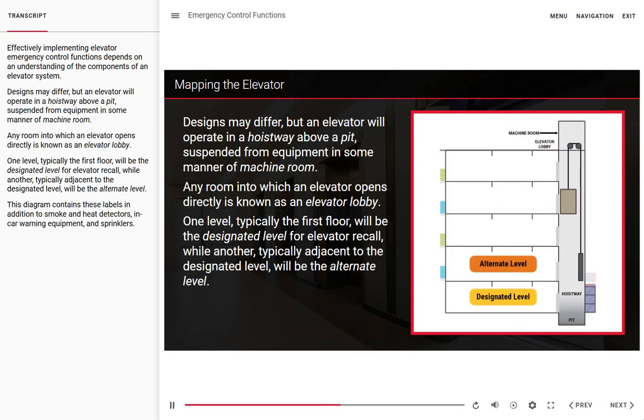One level, typically the first floor, will be the designated level for elevator recall, while another, typically adjacent to the designated level, will be the alternate level. This diagram contains these labels in addition to smoke and heat detectors, in-car warning equipment, and sprinklers.